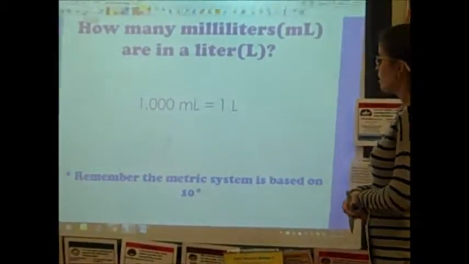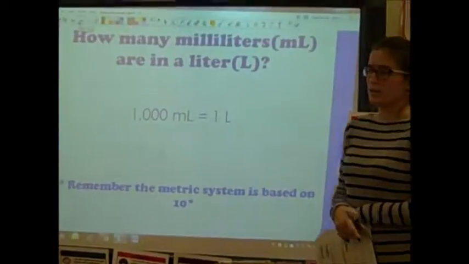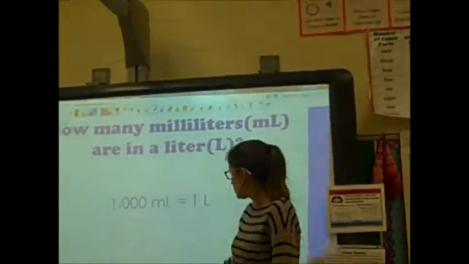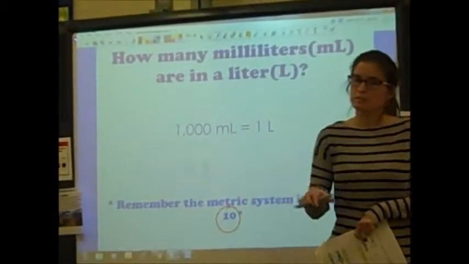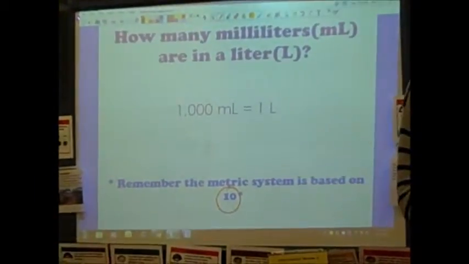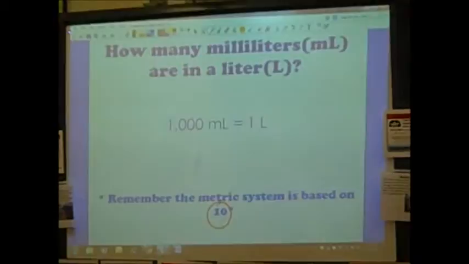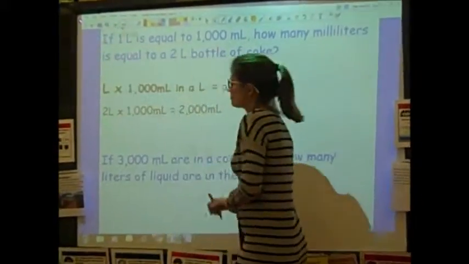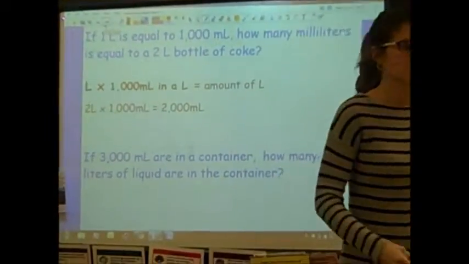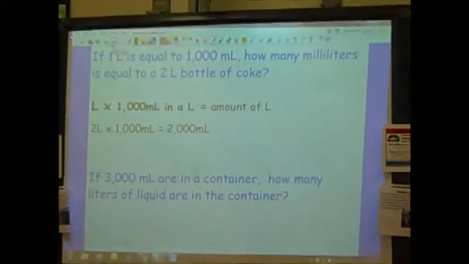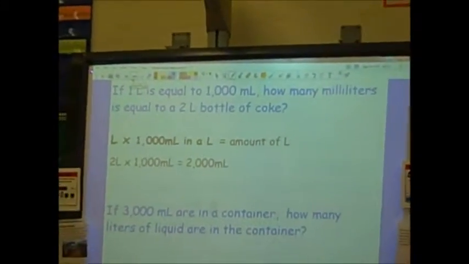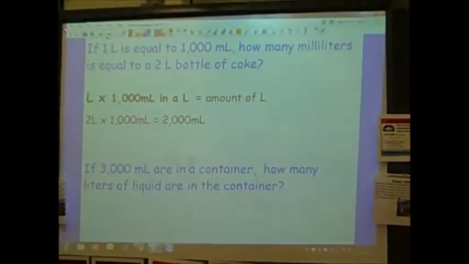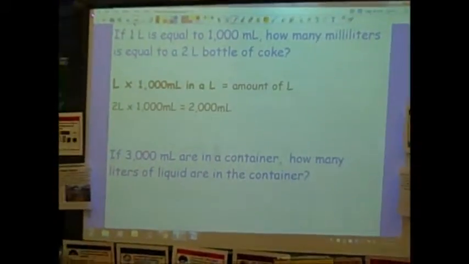There are 1,000 milliliters in 1 liter. So the metric system is based on 10, 100, 1,000. And they're gonna have to think about metric versus customary in terms of a gallon versus a liter, and a milliliter versus a cup. Just have to understand that those are the smaller units of measurement.